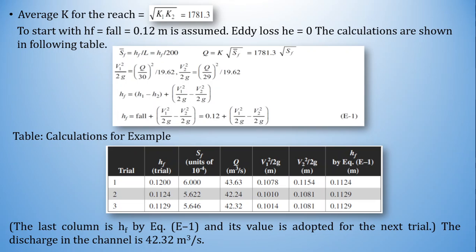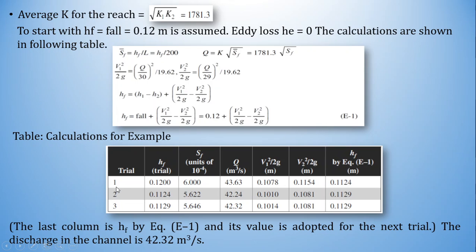Now look at the table for trial 1. Let us see the table first of all. Column number 1 represents the trial. There are 3 trials taken. HF for each trial, head loss due to friction for each trial, SF, then Q, discharge meter cube per second, then V1 square upon 2G, that is velocity head, V2 square upon 2G, then HF by equation which is stated over here.